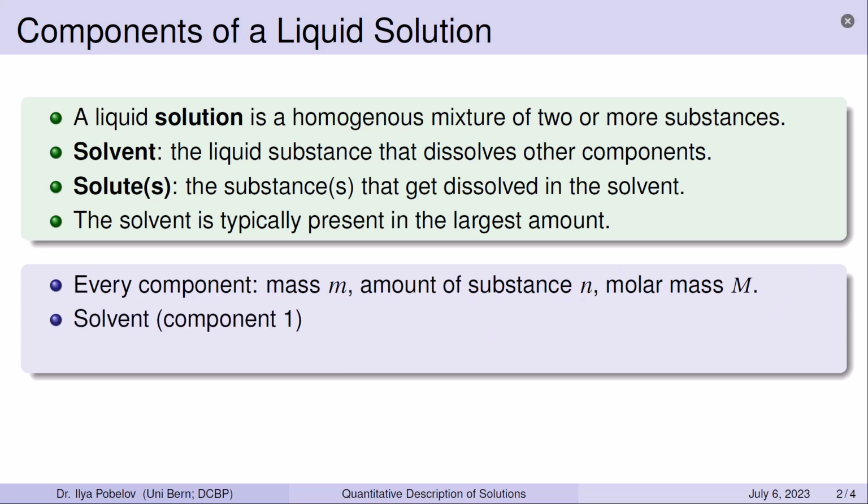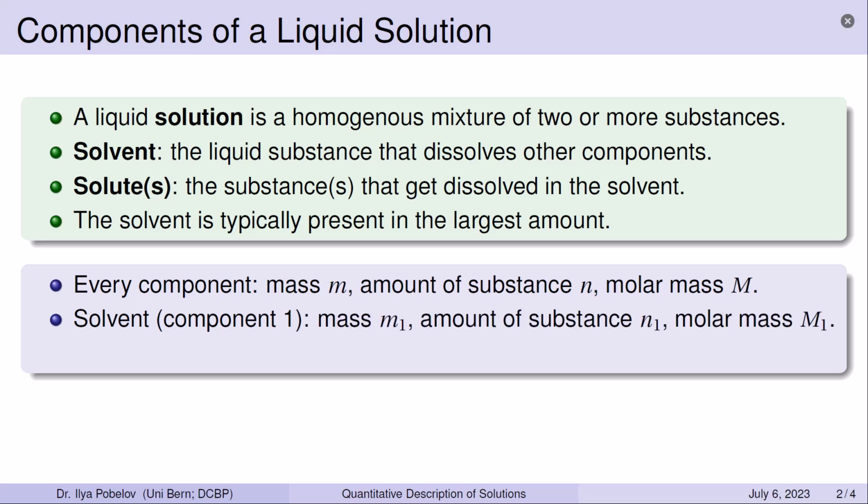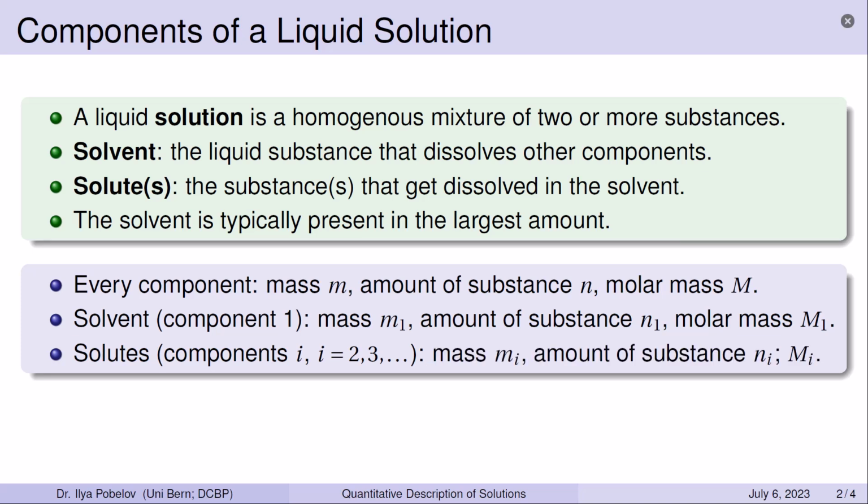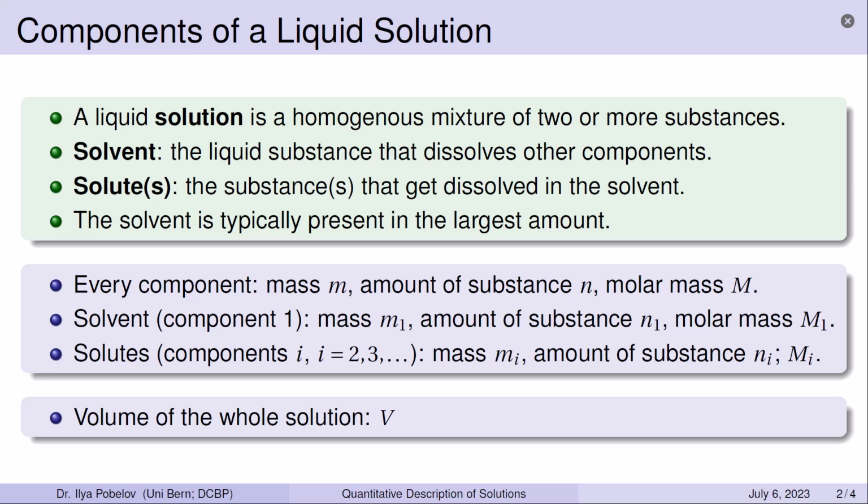In the following formulas, the solvent will be denoted as component 1. The mass of the solvent in the solution is denoted as M1, the amount of substance is N1. All solutes will be denoted as components 2, 3, and so on. The mass of the solute i is Mi, the amount of substance is Ni. Additionally, the whole solution is characterized by its volume V.